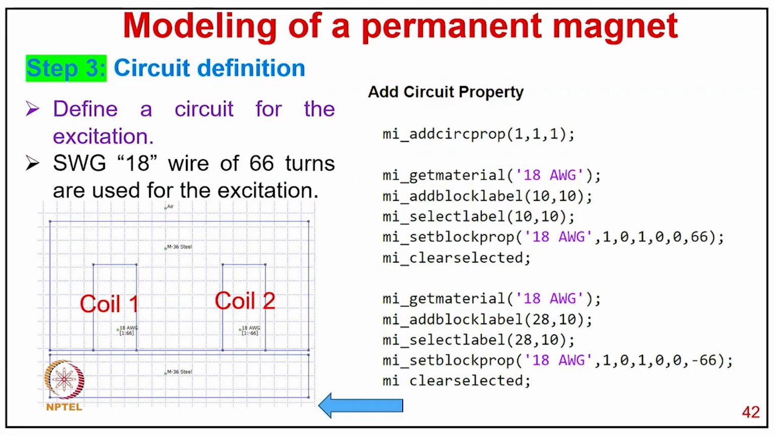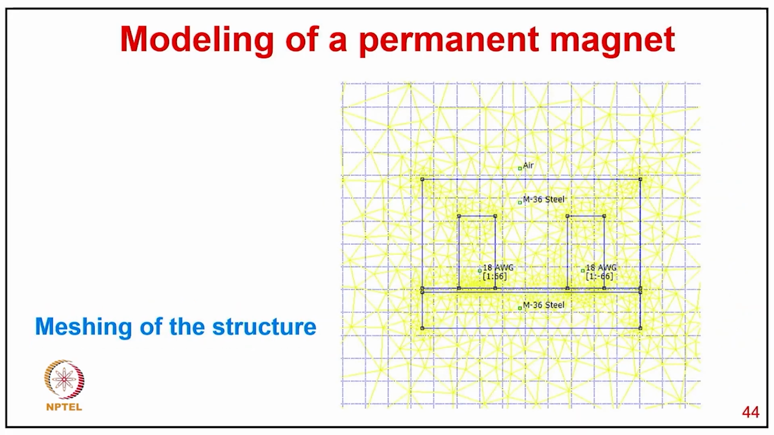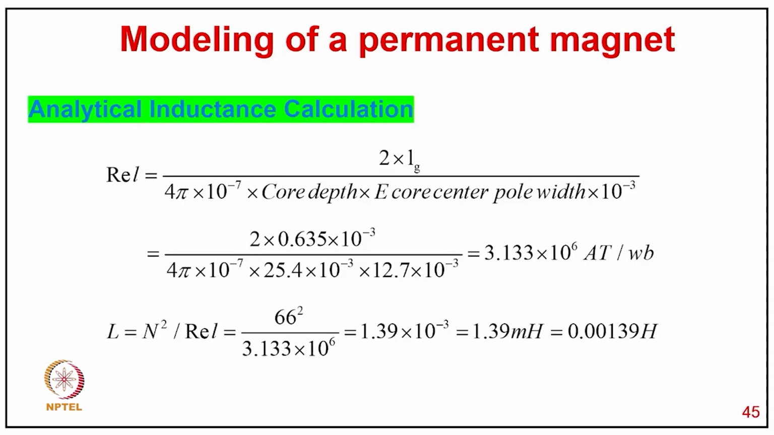And then step 3, circuit definition. Define the circuit for the excitation. So standard wire gauge 18 of 67 is used for excitation, and typically add the circuit property. This is given in the code here, and how coil 1 and coil 2 are shown with the geometry of the typical EI core. And then typically the EI core and boundary dimension with the magnet assigned, as you can see in the diagram, and then matching of the structure of this EI core.